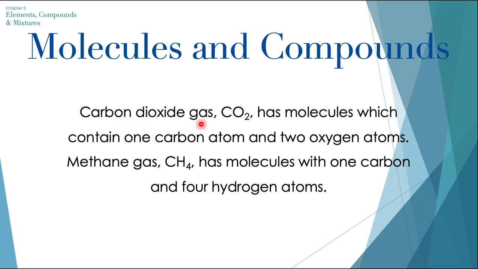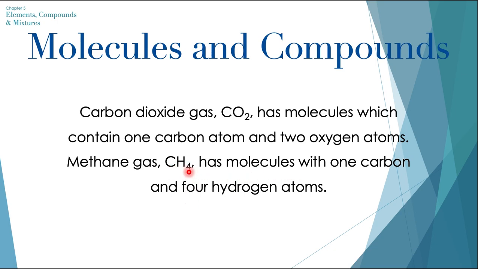But remember, a compound is a pure substance which contains only one type of molecule. Okay? Remember, if it has different types of molecules, it will be called a mixture. A compound is a pure substance. We're going to see what mixtures are in more detail later on, but let's understand the chemical formulas. Methane gas has a chemical formula of CH4. So it has molecules with 1 carbon and 4 hydrogen atoms.